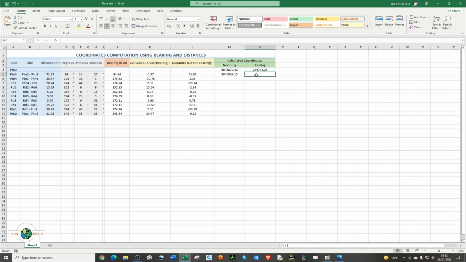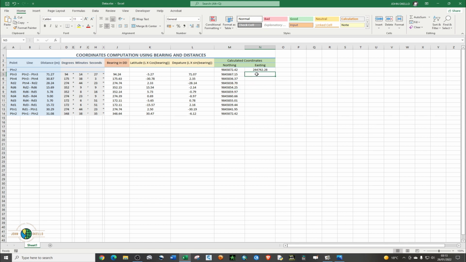So repeat the same thing, we can just autocomplete for the remainder. If you randomly click in one of the formulas, you can see it's M7 plus K8. M7 is this one, plus K8. K8 is the change in northing. As simple as that.